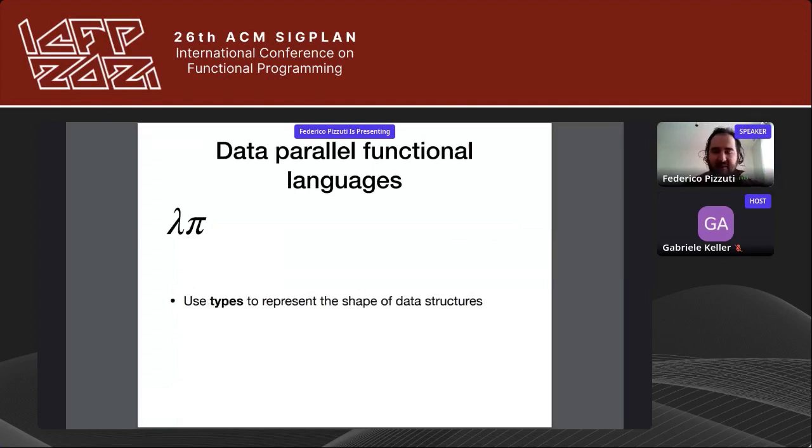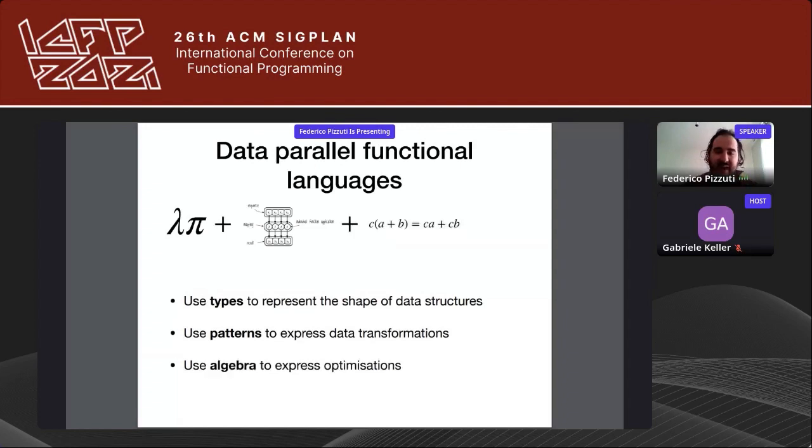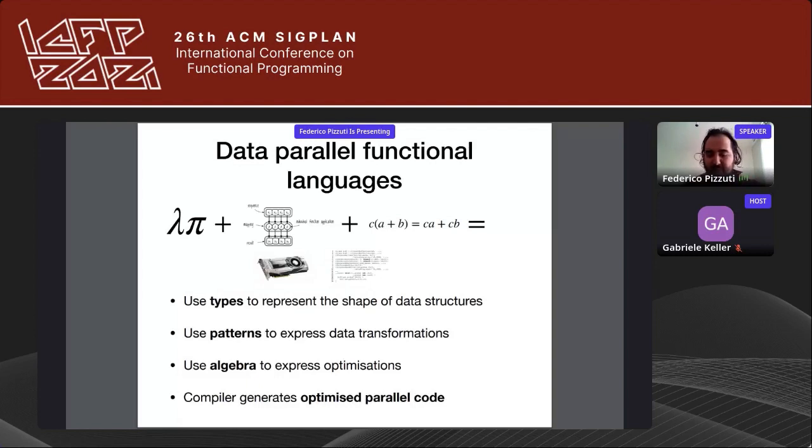So the setting of these languages, again, how they work: we tend to use types to represent the shapes of data structures. We use algorithmic patterns to express data transformations. And then we use algebraic reasoning to express optimizations through rewrite rules. These are the ingredients that hopefully will give us a compiler which can generate optimized parallel code for GPU targets, for example, in our use case, but it could be other low-level parallel targets.